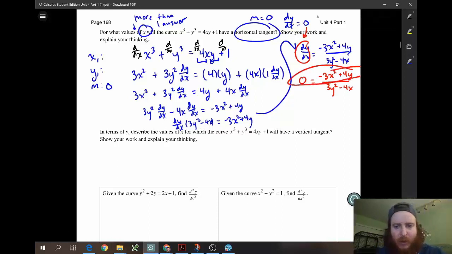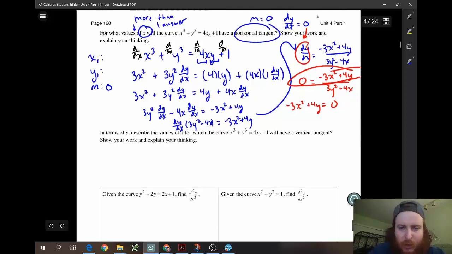Remember, when the denominator is 0, it goes to DNE. So what we can say is negative 3x squared plus 4y is equal to 0. Now, I have two variables, so I can't solve this. But remember, if I have two variables, I always need two equations. So this is my first equation, and this is my second equation.